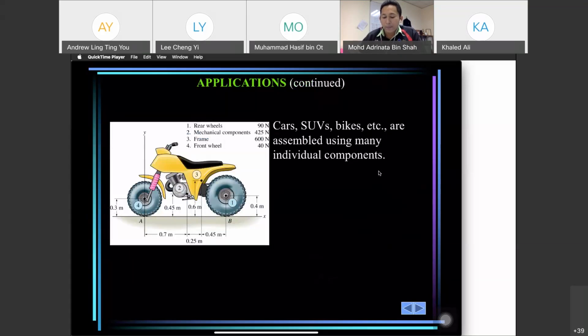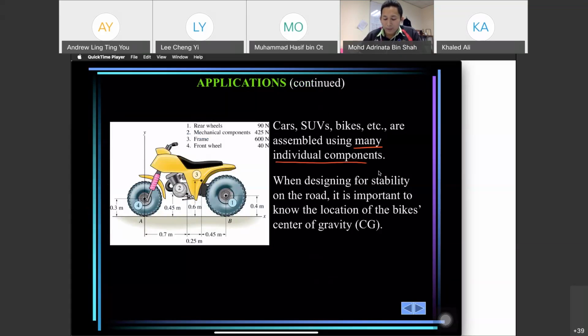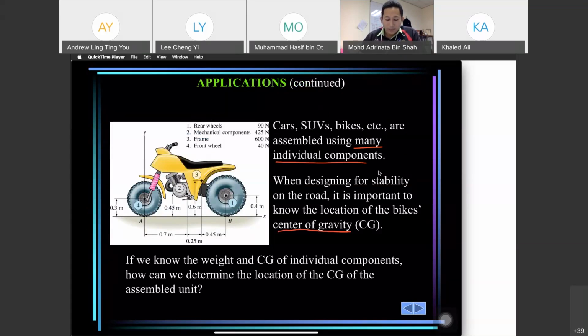Cars, SUVs, bikes, buses are assembled using many individual components. When designing for stability on the road, it is important to know the location of the bike's center of gravity. So we need to know the center of gravity. If we know the weight and center of gravity of individual components, how can we determine the location of the center of gravity of the assembled unit?